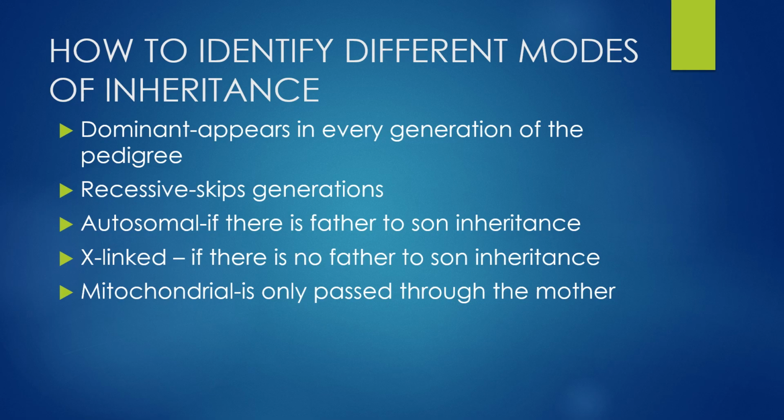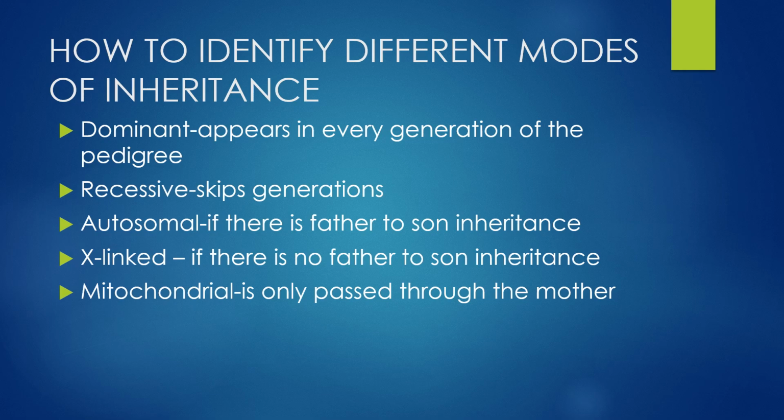If it is recessive, you see that it skips some generations, it's present in some, absent in some, you know that you are looking at a recessive trait. Now, a trait is autosomal if there is father-to-son inheritance. If there is no father-to-son inheritance, you are most likely looking at an X-linked trait. We will see some examples later on. And mitochondrial diseases or mitochondrial traits are only passed through the mother. The father does not pass any mitochondrial disease to their offspring. So these are just a few ways in which you can identify what kind of inheritance you are looking at in your pedigree.